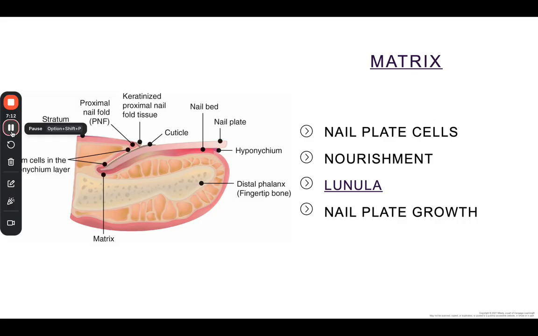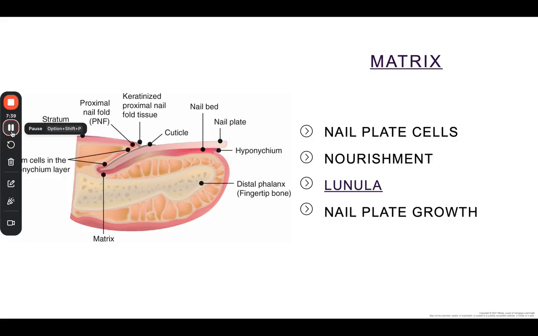The matrix is the area where the nail plate cells are formed and extends from under the nail fold at the base of the nail plate. The matrix area contains nerves, lymph, and blood vessels to nourish the matrix cells. Make sure that you add the purpose of the matrix to your notes. So again, it contains nerves, lymph, and blood vessels to nourish the matrix cells.